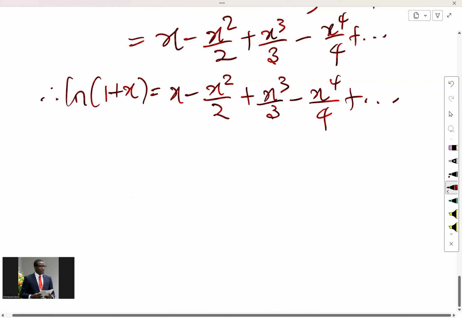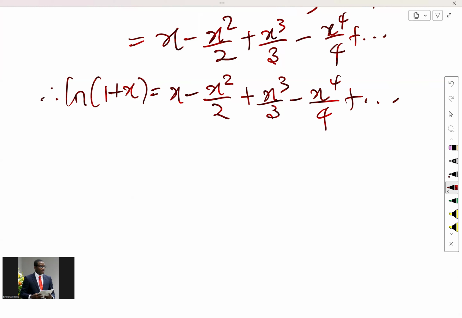Okay. Of course, you can see the pattern already. We can even go on. So x raised to 1 over 1 minus x raised to 2 over 2 plus x raised to 3 over 3 minus x raised to 4 over 4 plus x raised to 5 over 5 minus x raised to 6 over 6. So you can see the pattern already. The pattern has formed, so you can just follow it through.